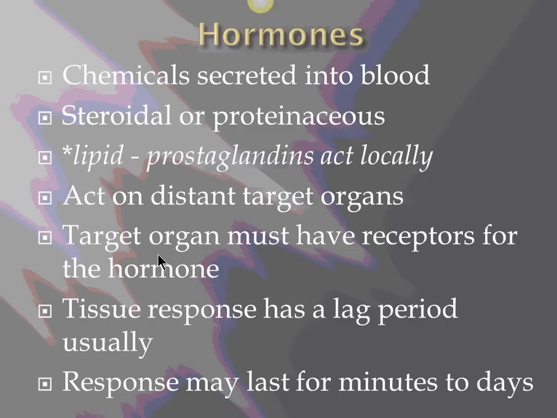The target organ must have receptors. Just as in the lymphatic system, we saw how those T cells and B cells had to have receptors in order to interact with a particular antigen. Very similarly, in the endocrine system, the target organ must have the receptor for that hormone. If it doesn't have the receptor, then the hormone will not act on it.